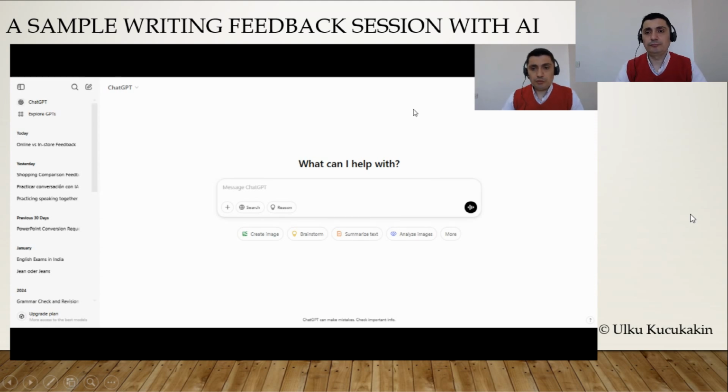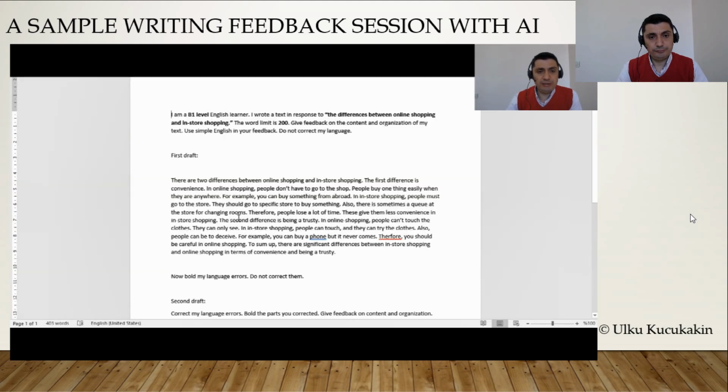So everyone, at this point we can see how we can use ChatGPT in reality to actually check our work on writing. Okay, so I have my ChatGPT right here ready with me, and I have my writing text right here ready with me. So first of all, let's start with the prompt, all right? So here I say I'm a B1 level English learner. I wrote a text in response to the differences between online shopping and in-store shopping. So that's my topic, all right?